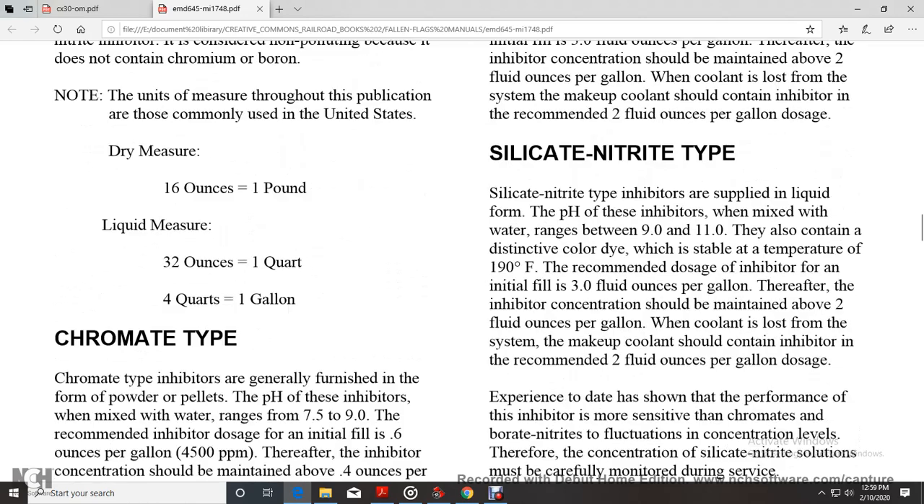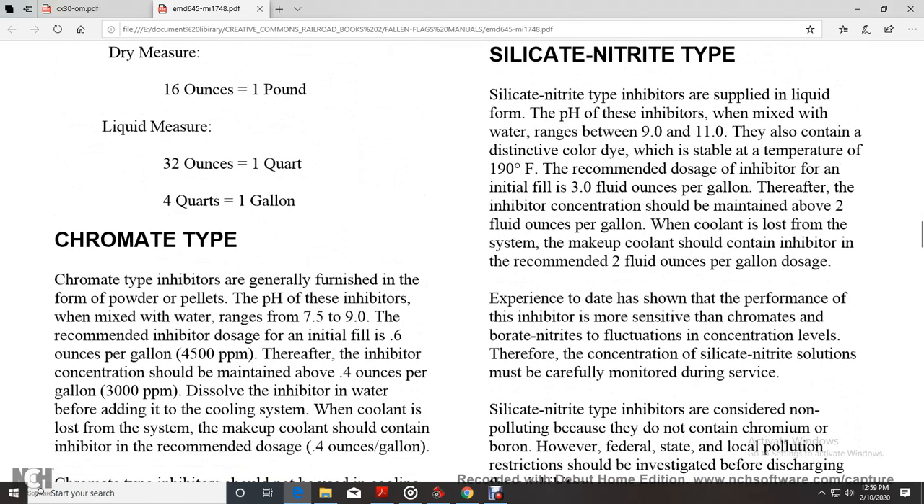Silicate nitrate type. The silicate nitrate inhibitor is supplied in liquid form. The pH of the inhibitor mixed with water ranges from 9 to 11. It contains a distinctive color dye and is stable at 190 degrees Fahrenheit. The recommended dose of inhibitor for the initial fill is 3 fluid ounces per gallon.